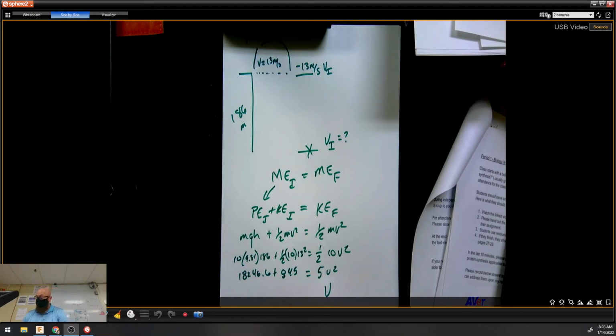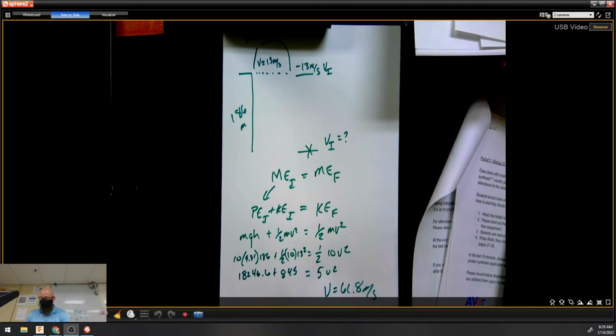All right, so here we go. Fill it in. Your potential energy comes to 82,246 plus 845, plus 5v squared. Do the math. Hopefully you get a velocity of 61.8 meters per second. Questions, comments, concerns? Little concerns? Not so much yet?